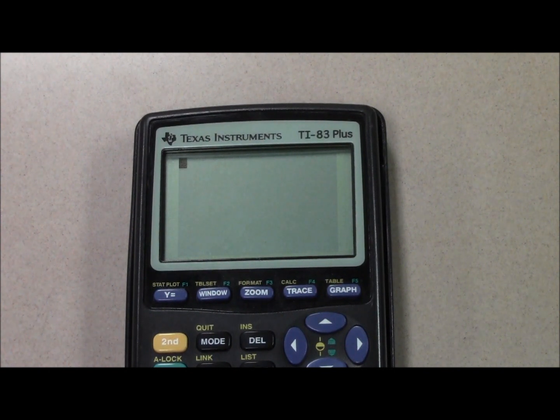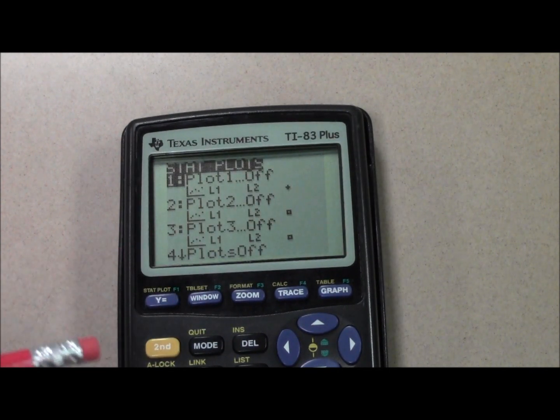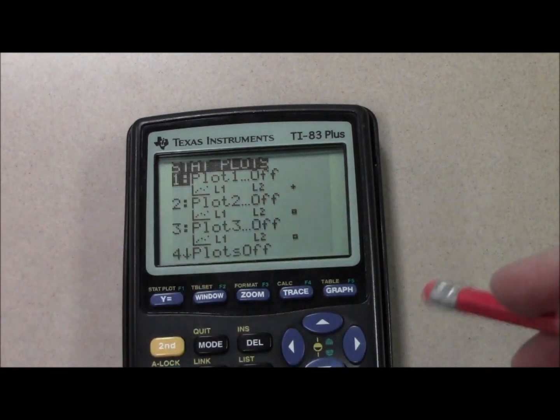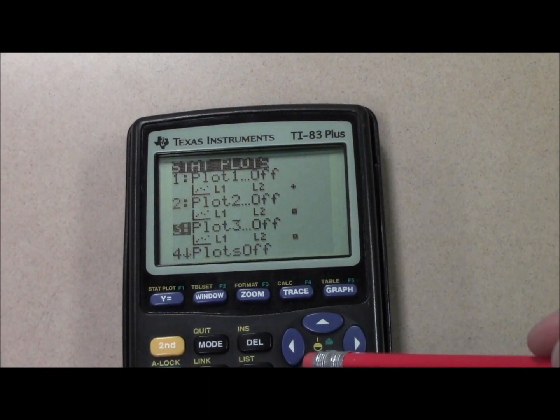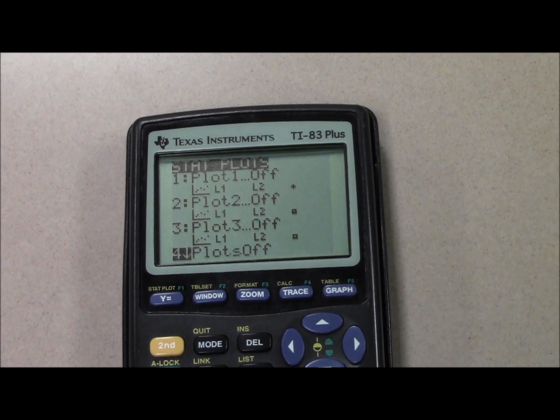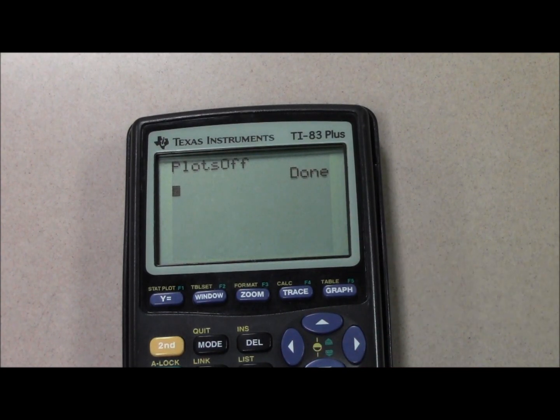As when we do graphing on any type of graph on the graphing calculator, if we're not using the statistics mode, do make sure that you go into your stat plots and make sure that your plots are off. You would choose option 4 in this case to make sure that your plots are off. Hit enter, just to make sure that there's no conflict when you're doing your graphing.